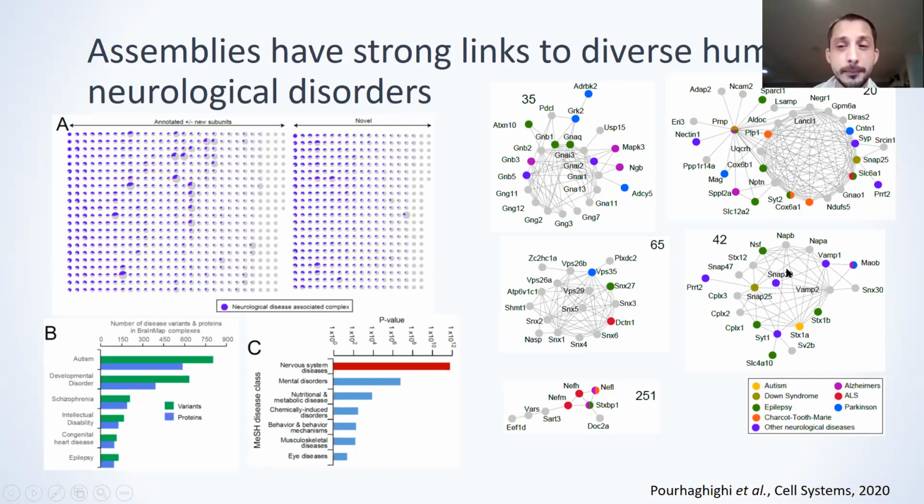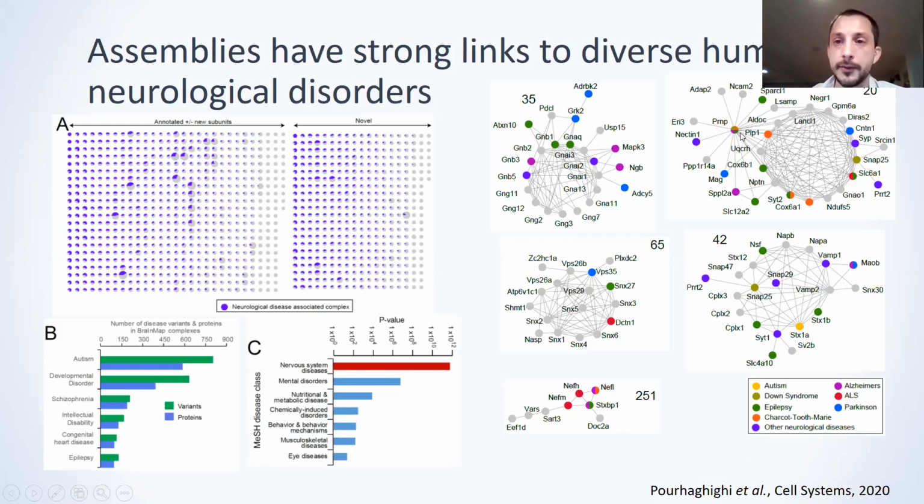So this is a really important complex for vesicular trafficking and vesicular fusion as part of neurotransmission. And then complex 251 here contains the neuronal specific neurofilaments, medium, heavy, and light. And you can go back and annotate the subunits of these complexes for their association with neurological disorders. So for example, in complex 251, you have these neurofilaments that are associated with ALS.